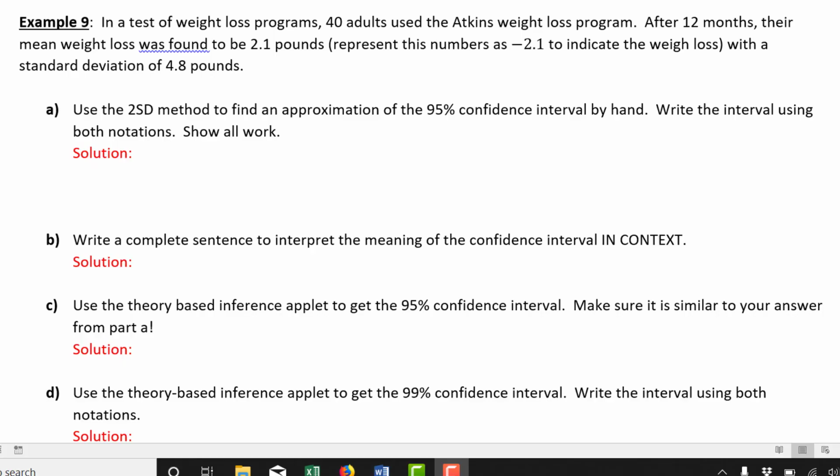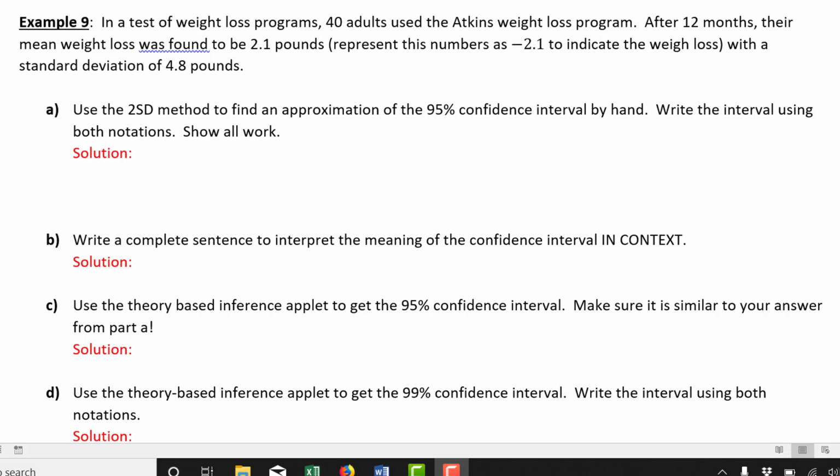It's Module 9, Example 9. It reads, in a test of weight loss programs, 40 adults used the Atkins weight loss program. After 12 months, their mean weight loss was found to be 2.1 pounds. So we could represent that, since it's lost, with the number negative 2.1. And it had a standard deviation of 4.8 pounds.